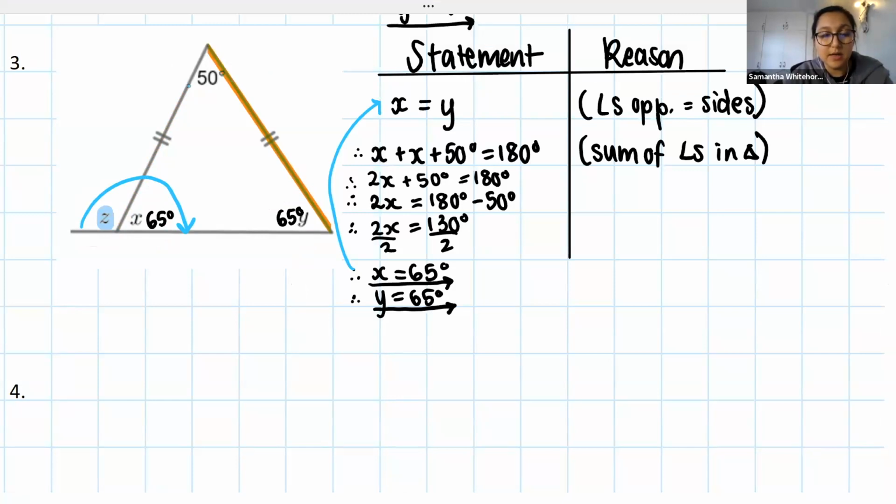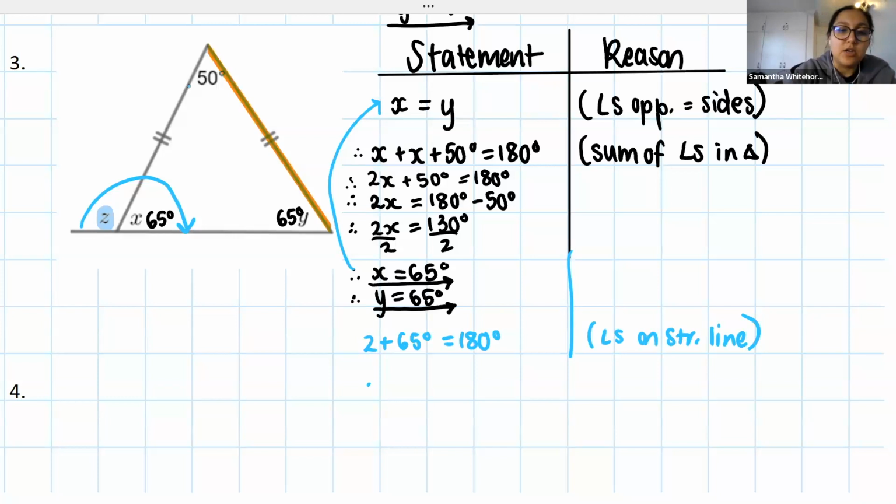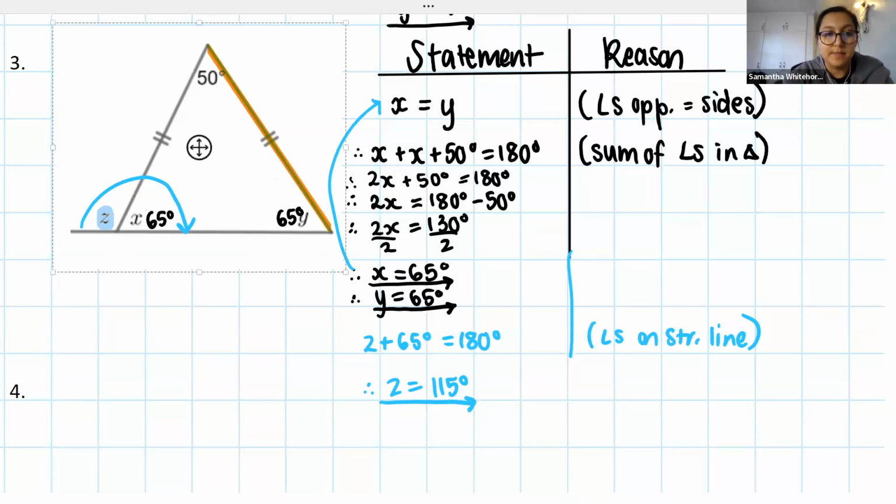So you can use angles on a straight line to work out z. That's absolutely fine. If you do that, you would say z plus 65 is equal to 180 because of angles on a straight line, and then you would get that z is equal to 115 degrees. But importantly, y is nowhere near x and z. It is not adjacent to them, so it is not included in the angles on a straight line.